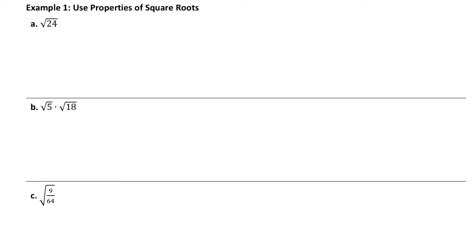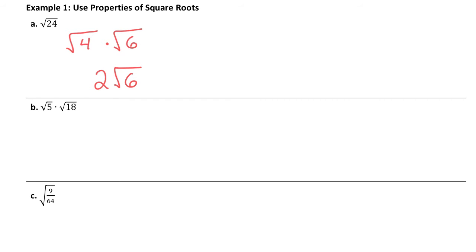For example 1, part A, the square root of 24, what we've got to think about is, are there any perfect squares that are factors of 24? Yes, there are. A perfect square that is a factor of 24 is 4. Since 4 times 6 is 24, I can rewrite this as a product of square roots, 4 and 6. The square root of 4 is 2, so this is 2 times the square root of 6.